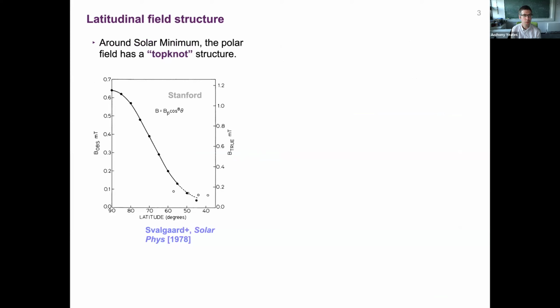If you look at the latitudinal profile, then typically around solar minimum, you find that the magnetic field is something like cosine to the 8th theta. So, sine to the 8th of latitude, if you like. And so it's quite concentrated near to the poles in these so-called polar caps.